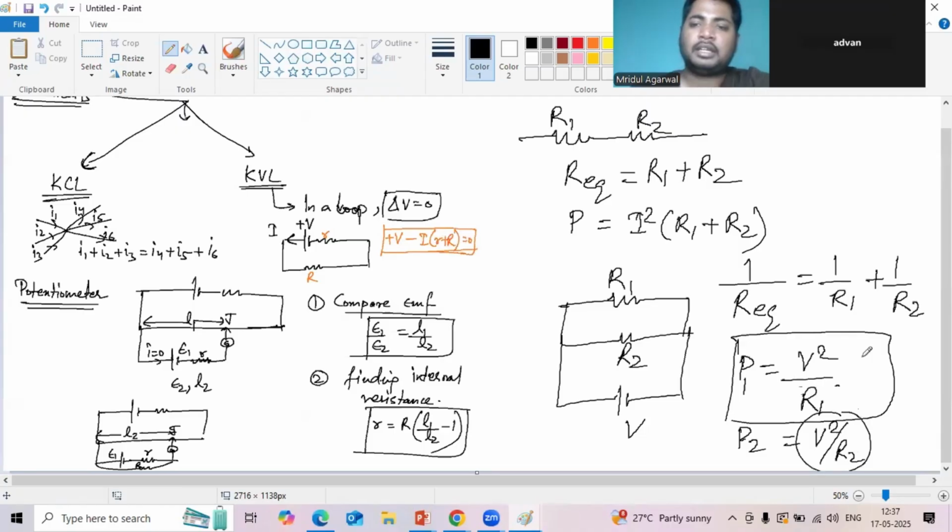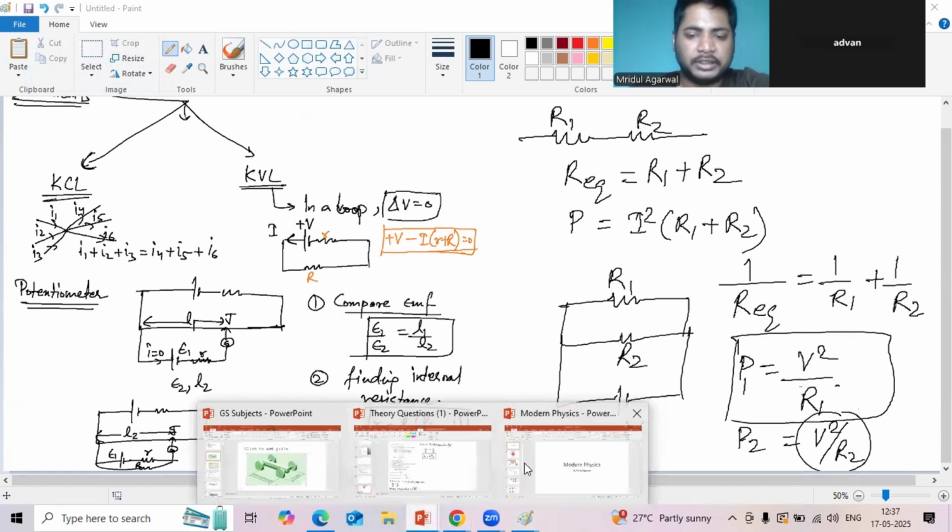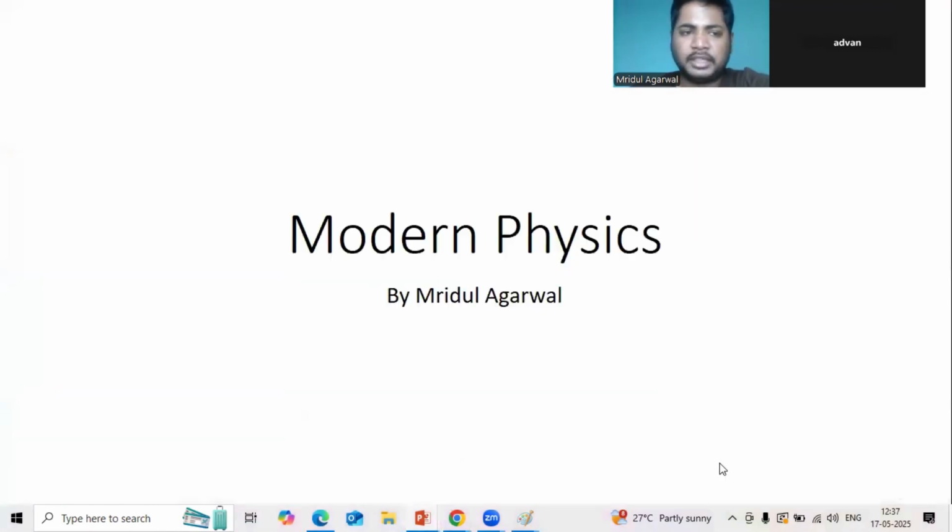Now one last chapter is there, that is your modern physics, basically particle physics. Can you see the slide over here?